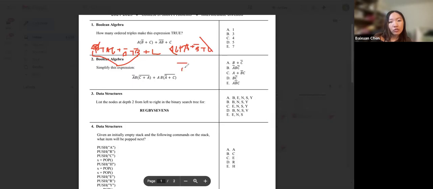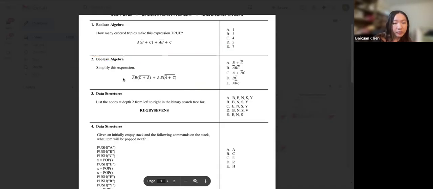So then as long as one of these is true, then the rest will be true. So that means only one expression can make it false, right? And that's if A is 1, B is 1, and C is 0. So then we have 7 ordered triplets that make this true. Does that make sense? Because as long as one of these is true, it doesn't matter what the other ones are, it'll be true. So all of these have to be false in order to be false. Okay.